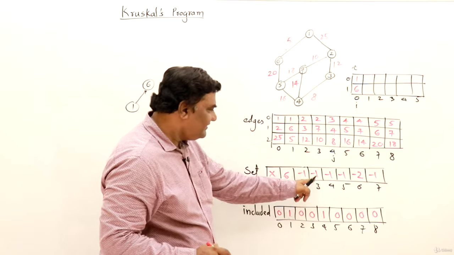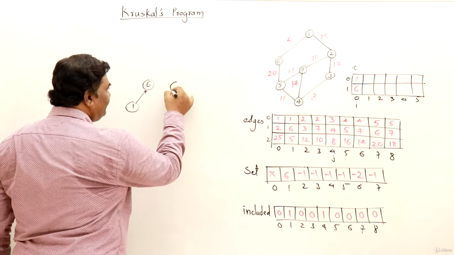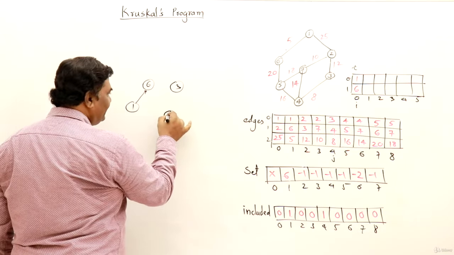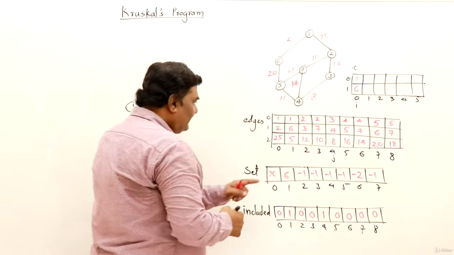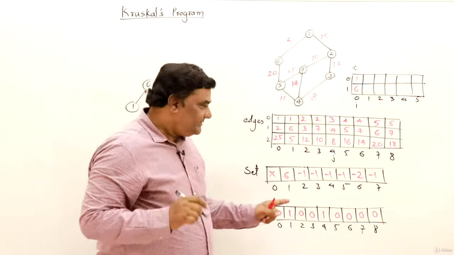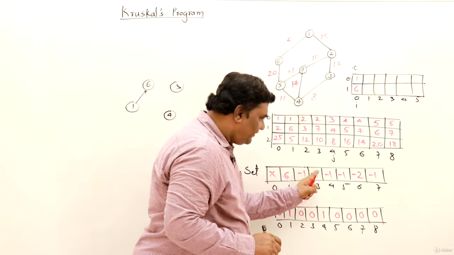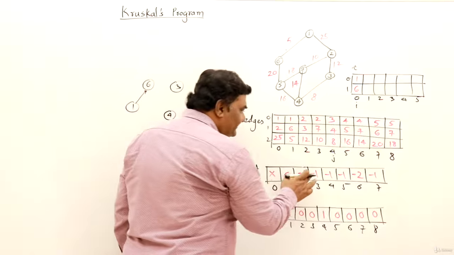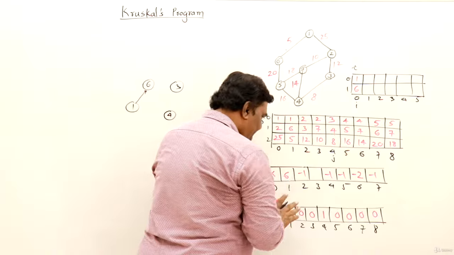Find 3. 3 is a parent of itself. Find 4. 4 is a parent of itself. These are 2 different, so there is no cycle. It will not form a cycle. Then 3 or 4, which is smaller? Both are equal only. So we'll update this one and make that as parent.